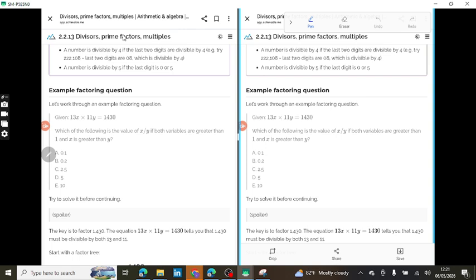From one prime factorization, what can I get? Since I have 13x and I have 11y equals 1430, it could actually mean that both 13 and 11 can divide 1430. So this is the first thing.